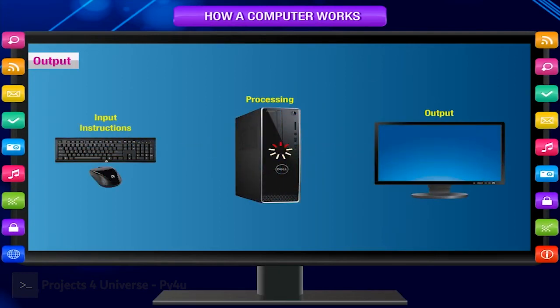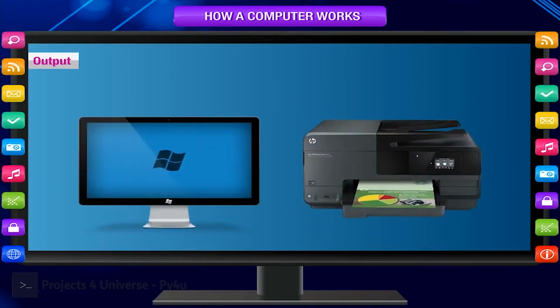Output. The computer displays the final result on the monitor after it finishes the processing. The result is known as output. The output can be sent to an output device. The output can be seen through output devices like monitor and printed on paper through a printer.